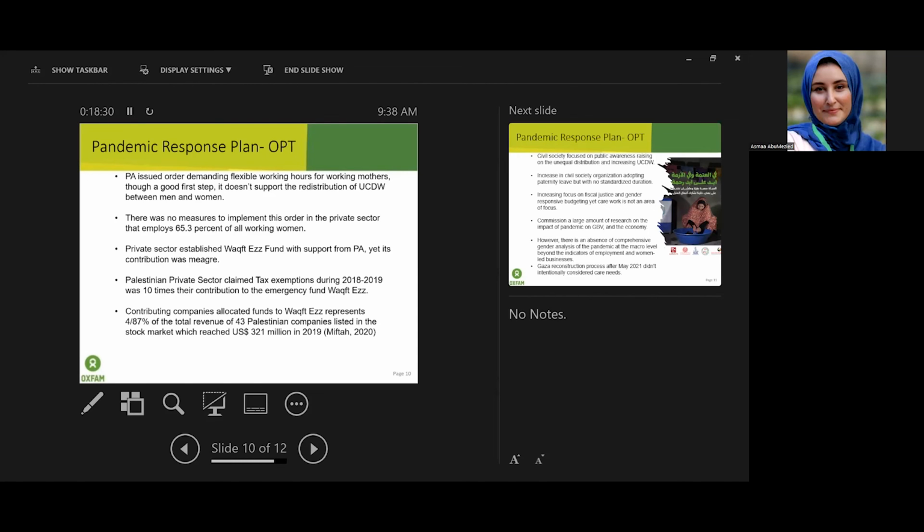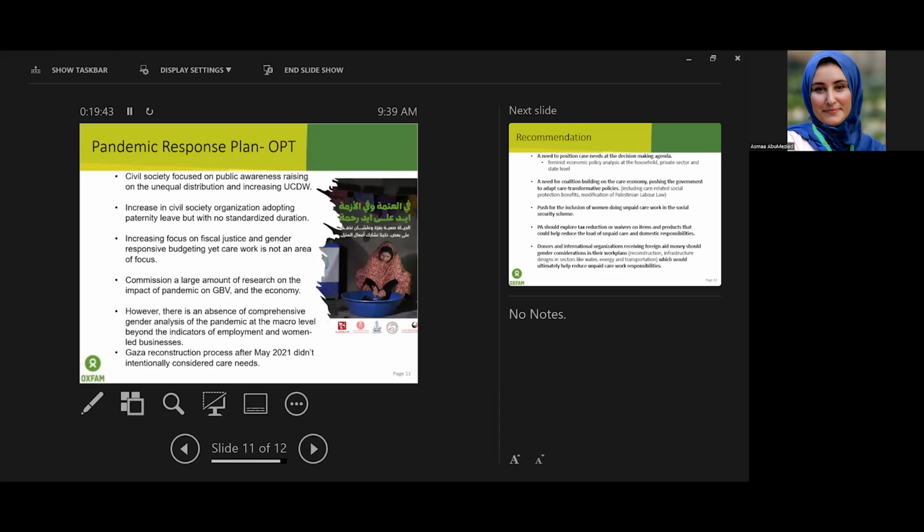Now, the Palestinian private sector was among the actors who were there to respond to the pandemic. With support from the Palestinian Authority, they established the Wajib Fund, an emergency fund to support the response to COVID. If you look at the funding of the fund, you will find that it's a very small contribution from the private sector. If you compare that contribution to the tax exemption benefits that the private sector took in 2018 and 2019, you will find that the benefits they took from tax exemption are 10 times their contribution to this emergency fund. And even these contributions represent only about 4% of the total revenue of 43 Palestinian companies. So it does show a huge inequality in wealth distribution and the lack of policies in place that support the redistribution of wealth among Palestinians to support the needs on the ground.